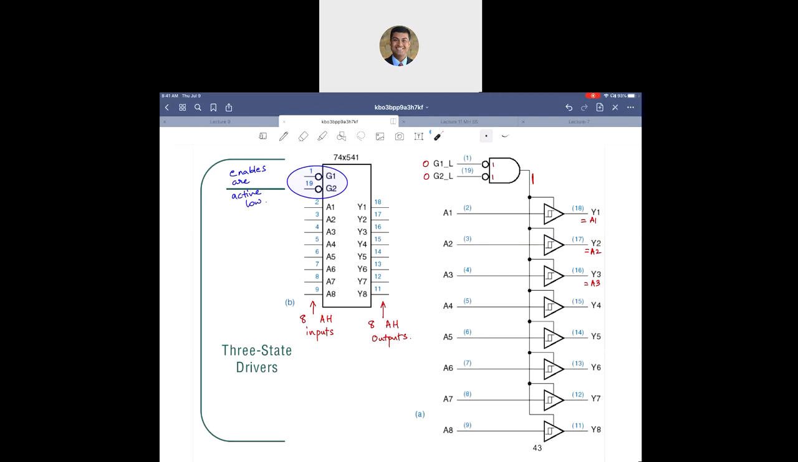So very straightforward here. One thing I would like to note over here is that the direction is only one way, left to right. Whatever you give in the input will go to the output depending on the two active low enables.